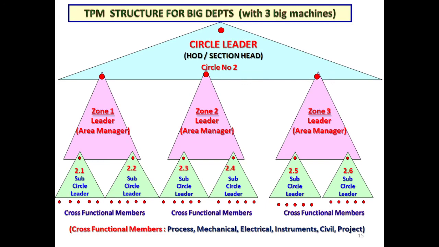This is another typical TPM structure for very big departments. This department, that is circle, has 3 very big machines and more numbers of auxiliaries. This circle is divided into 3 zones with zone leaders.